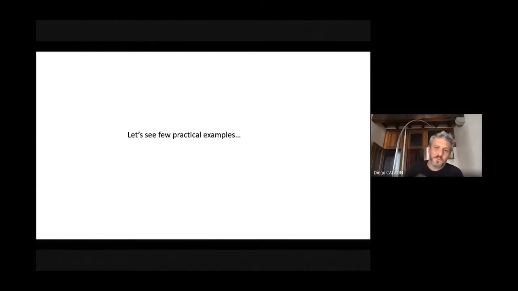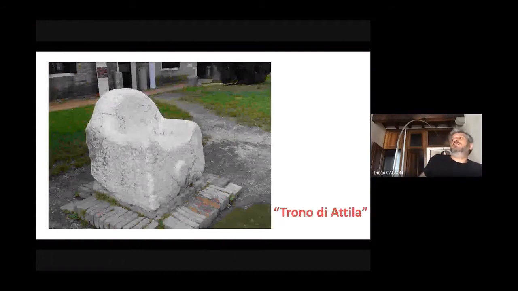very few practical examples that come from my experience, to see how the interrelationship between the object and the social meaning, the social history and the social narration of the object, can work. I will start with an object that we will use also in the lab this afternoon and in the next days. This chair is a throne, a stone throne that comes from Venice, Torcello Island.